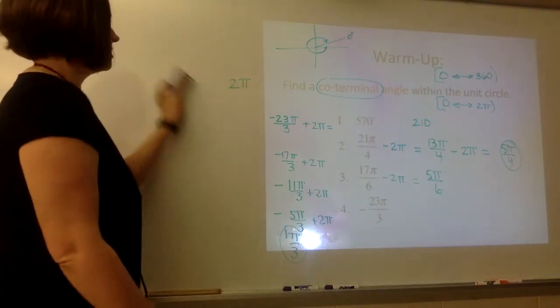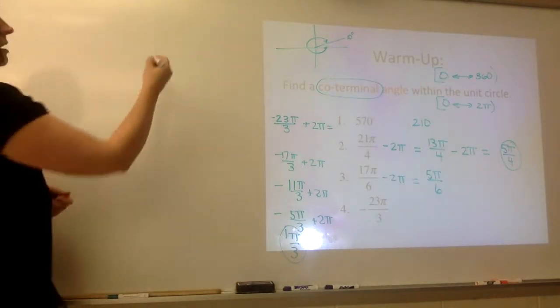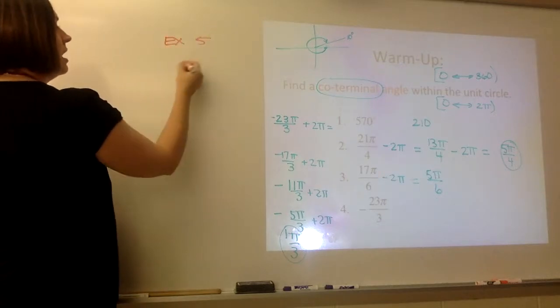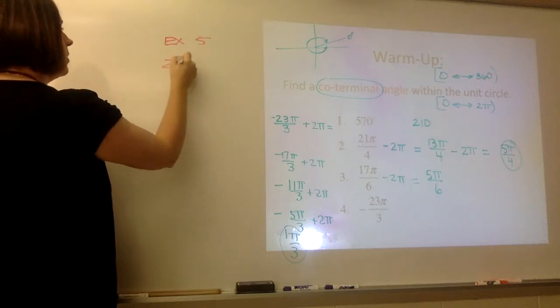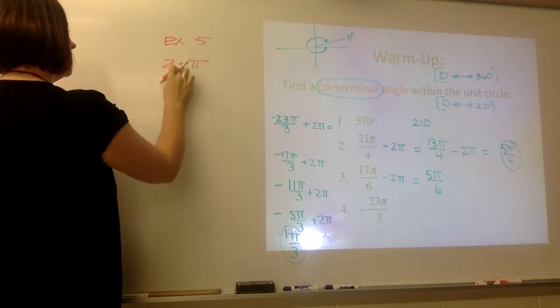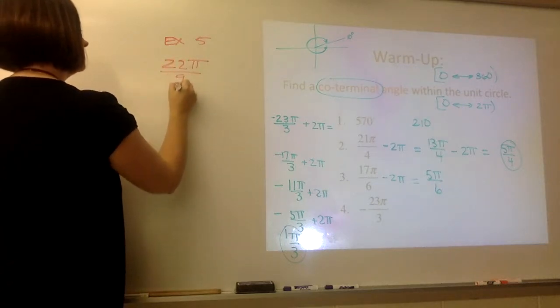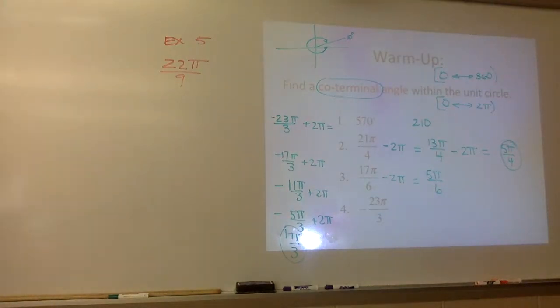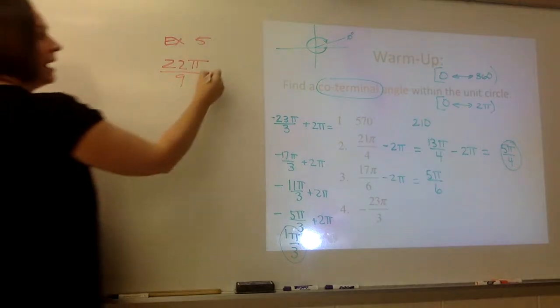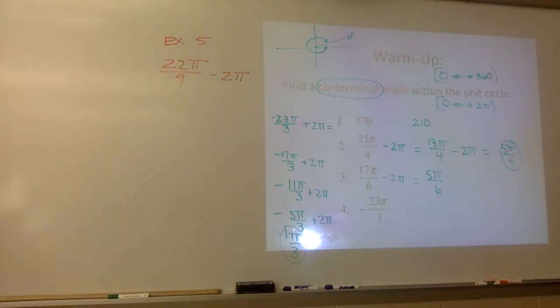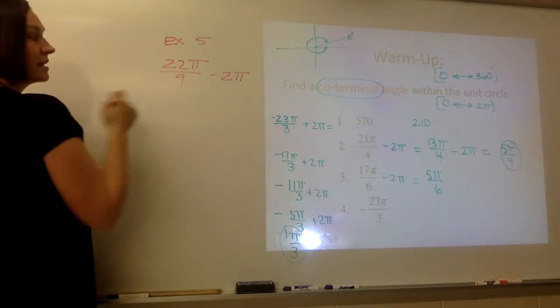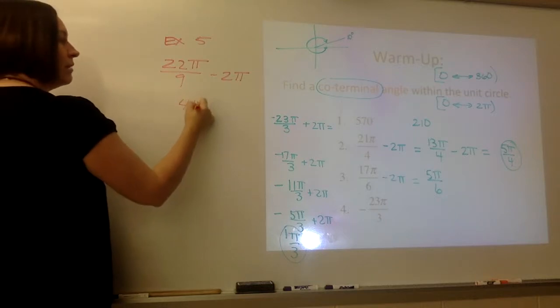Okay, so all right, so let's make an example 5. Example 5. If I told you, hold on a second, 22 pi over 9. That's bigger than 2 pi, right? Because 18 is 2 pi, so I would subtract 2 pi. Same procedure. But now I'm going to subtract 18 over 9 because that's the same thing as 2 pi. So if I subtract 18 pi over 9, that gives me 4 pi over 9.